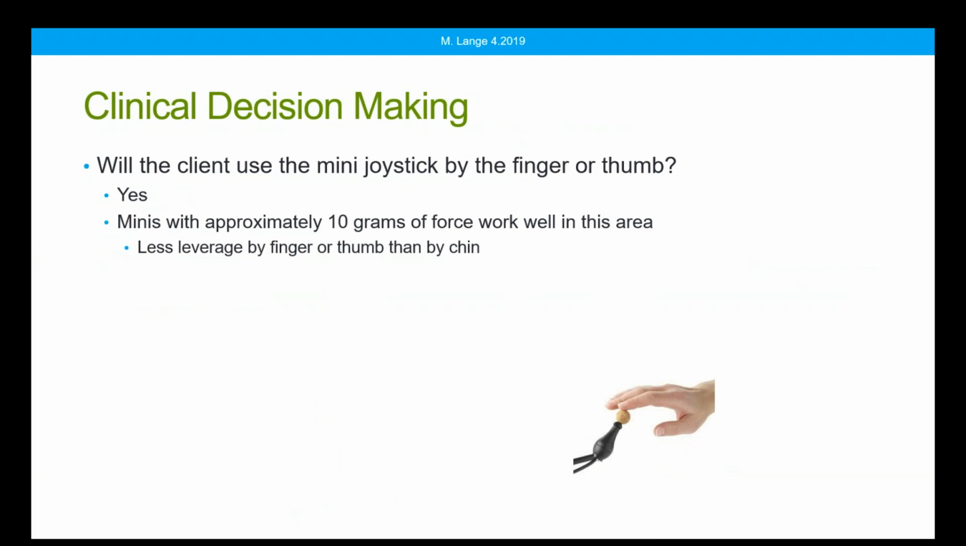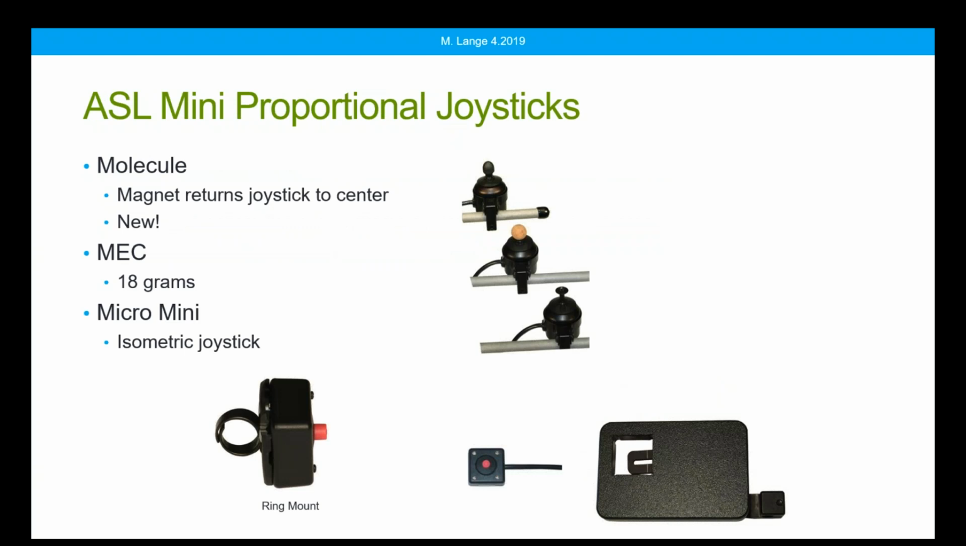What if the client is going to use a mini joystick by their finger or thumb? Well, in this case, usually mini proportionals that require more like 10 grams of force work well by a finger or a thumb. There's less leverage by our finger or thumb than there is by the chin. So we have several different options of mini proportional joysticks that fall within this extremely sensitive range.